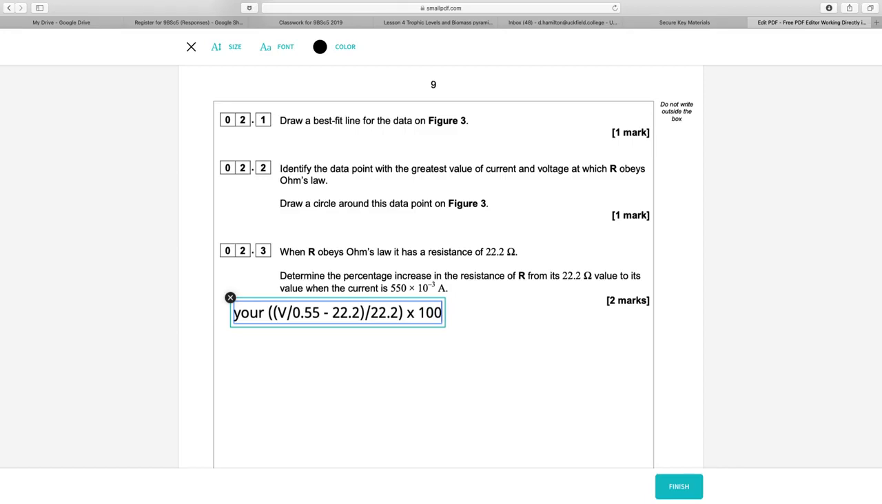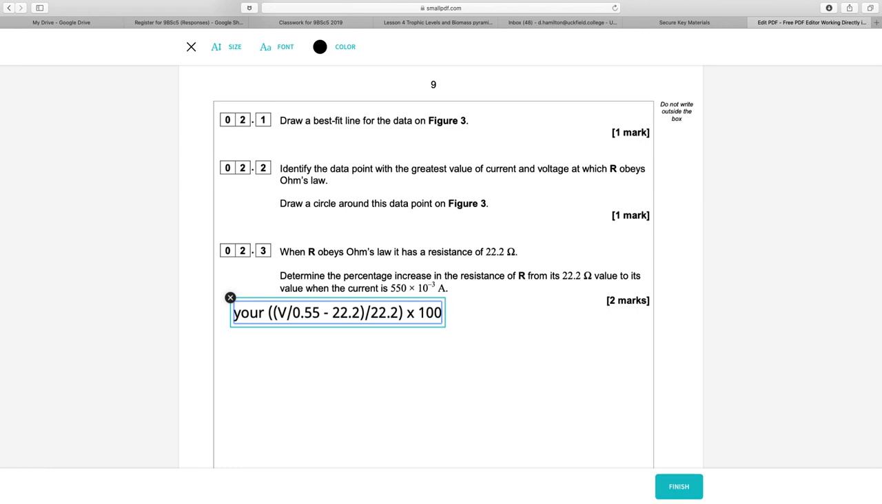A lot of candidates, when they did this paper, worked out the gradient of the tangent. That's a mistake, because you're not looking for the rate of change. Very often you do have to work out the gradient of the tangent because you are looking for a rate of change. Here you're just looking for the value at that current.